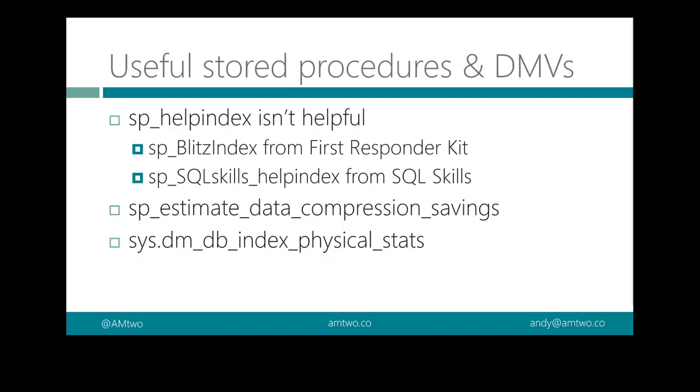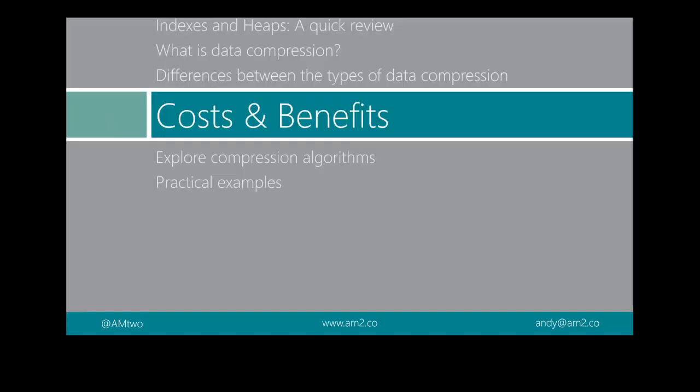And then the other ones are sp_estimate_data_compression_savings, and sys.dm_db_index_physical_stats. sys.dm_db_index_physical_stats is very important to become familiar with. It's an important way to find out if your index compression is being effective. And again, I'm going to use that a lot in my demos later.